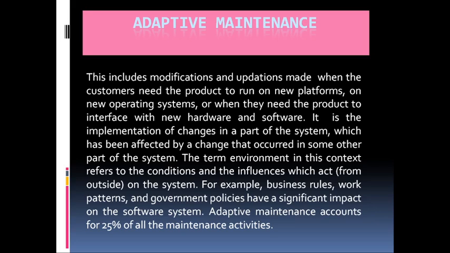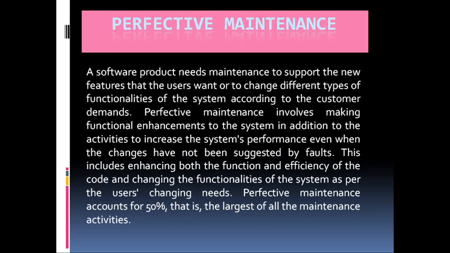This outside environment includes changes in business rules, changes in work patterns, and changes in government policies, and all these changes need to be reflected in our software system also. Adaptive maintenance accounts for 25% of our maintenance activities, which means 25% of our time is spent on adaptive maintenance.